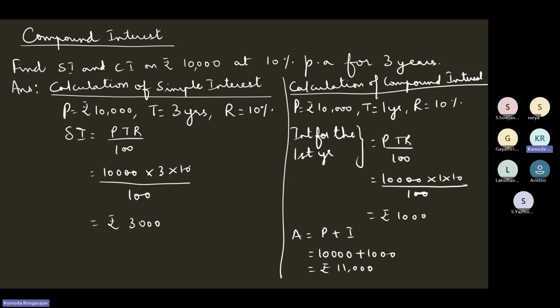See, actually, you're finding what? 10% of 10,000 and you're multiplying by 3. Can you see that here? You're finding 10%, 10 by 100, of 10,000. And that answer you're multiplying by 3 to get for 3 years. And that's the formula, PTR by 100. So this is the interest for 3 years. So simple interest is not given for the interest accumulated. Interest is given only on the principal value.